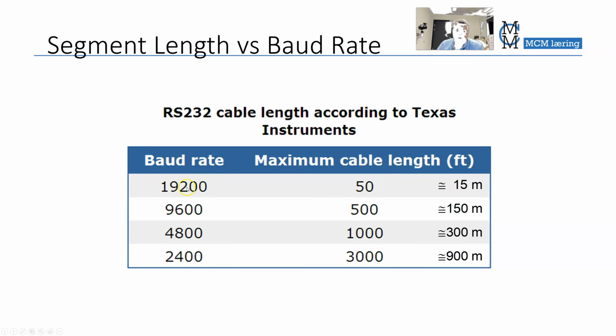The baud rate of about 19.2 kilobauds is for a segment length of about 15 meters. So compared to modern communication, where you have 90 meters at 1 billion gigabits per second, you see that is extremely slow with an extremely short distance. So that's why it's a dinosaur in this setting.